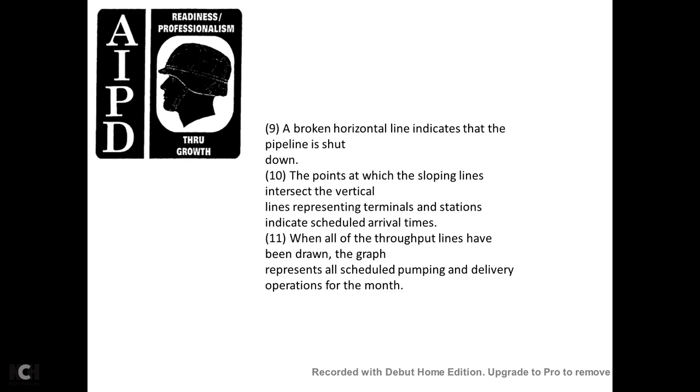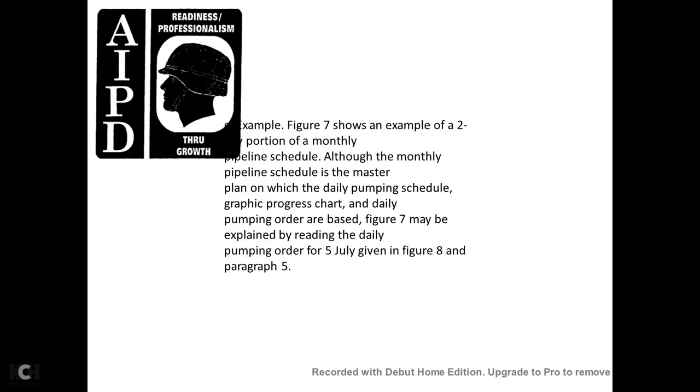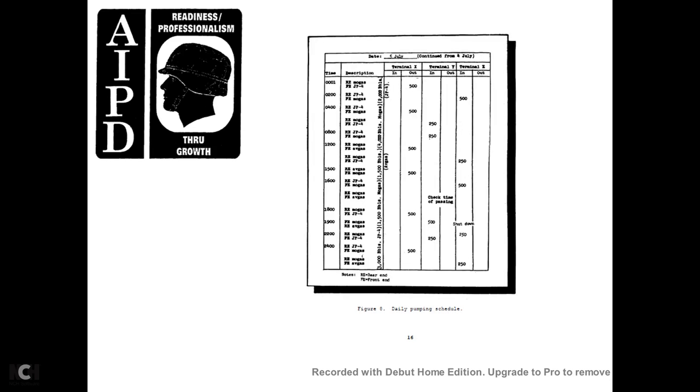A broken horizontal line indicates that the pipeline is shut down. The point at which the slope intersects the vertical line representing the terminal station indicates the scheduled arrival time. When all the throughput lines have been drawn, the graph represents the scheduled pumping and delivering operation for the month. Figure 7 shows an example of a portion of a monthly pipeline schedule, the master plan on which the daily pumping schedule, graphic progress chart, and daily pumping order are based. Reading the daily pumping order of July 5th is given in figure 8 in paragraph F.